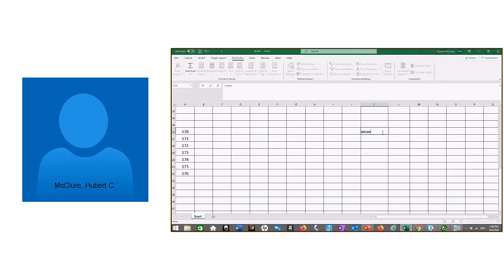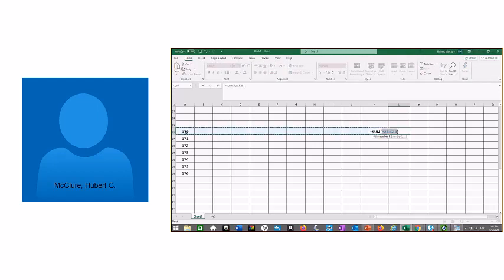Mean equal to summation of those numbers. How many are there? 1, 2, 3, 4, 5, 6, 7. I got 7. Is that right? Mm-hmm. So divide by 7, and there's your mean. So now you subtract that from each one. Alternate function F4. Copy that down. Square it. Copy that down. Get the summation. And divide by 6.